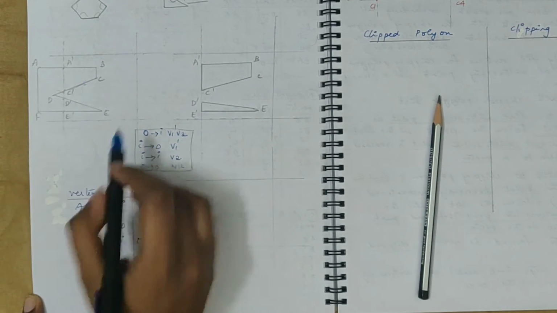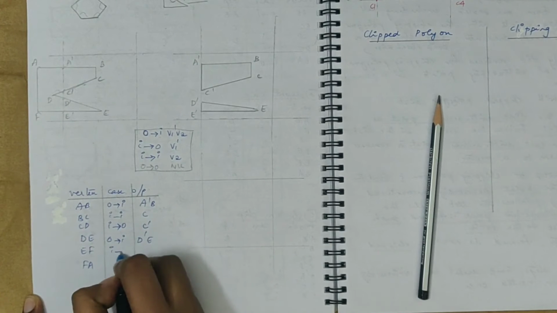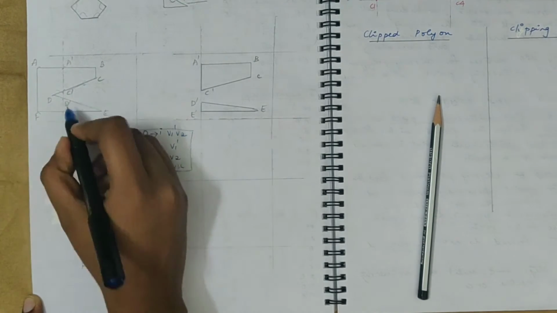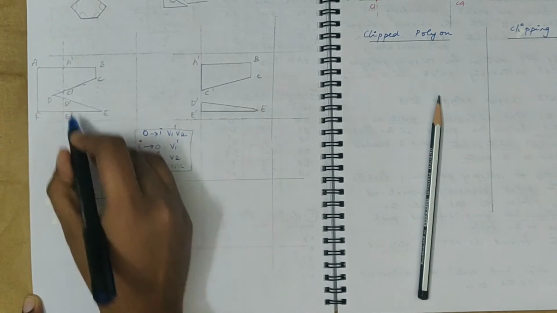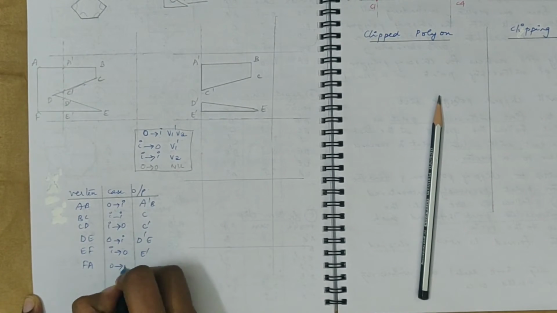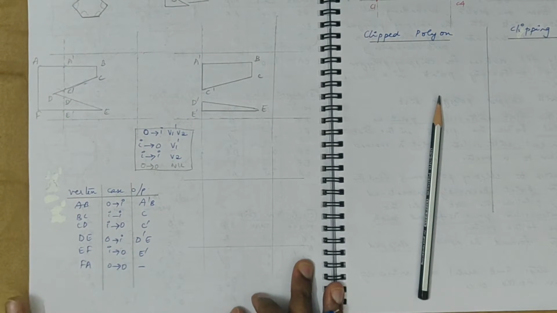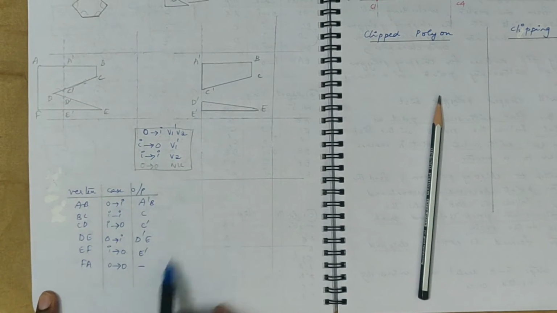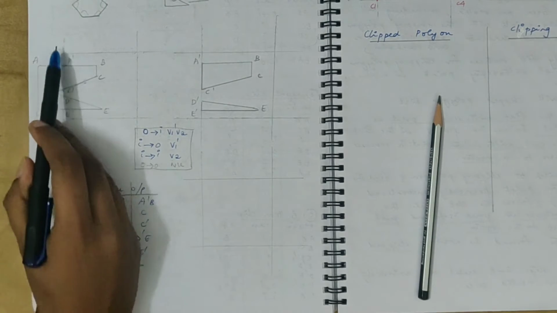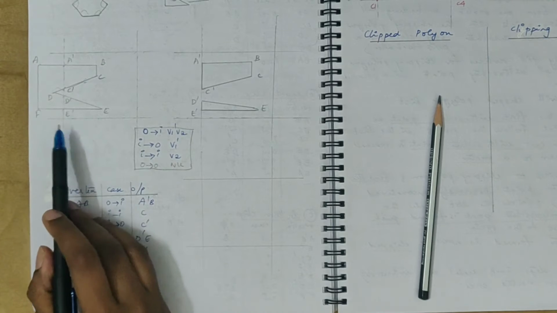Then you have EF. Again, EF goes from inside to outside, right? So you will add the intersecting vertex to the output list. Then you have FA, which is outside to outside, totally outside. So you won't add anything to the output list. Now we have worked this out according to the left edge. So this is the left clipping done here.